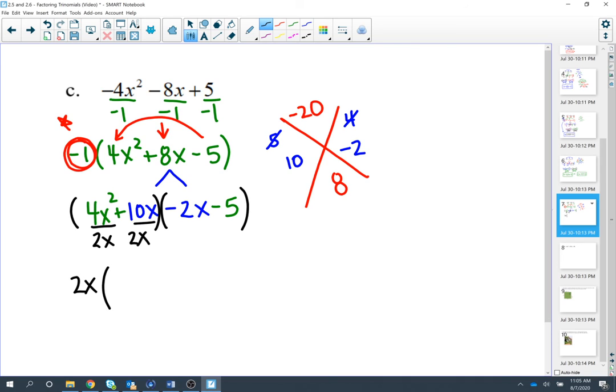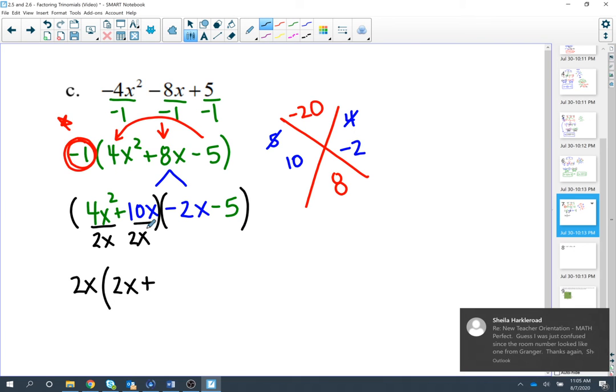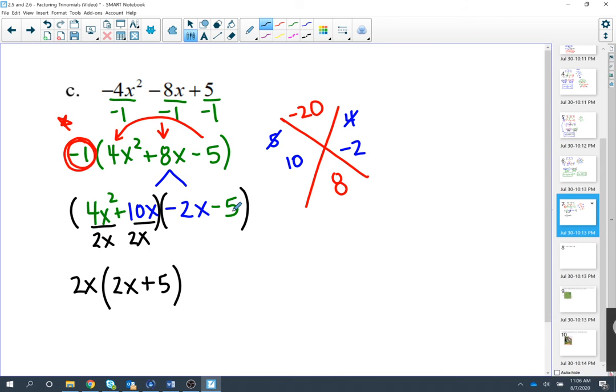4x squared divided by 2x is 2x. Plus 10x divided by 2x, 5. Next set of parentheses, negative 2x, negative 5. Again, 2 and 5, no, but negative 1. Record the negative 1, which is going to flip this to a positive 2x and a positive 5, which is what we want, because if you look at that other set of parentheses, they got to match.